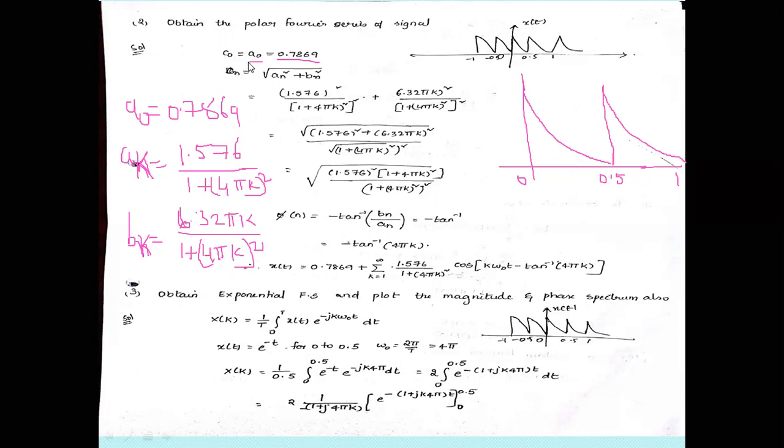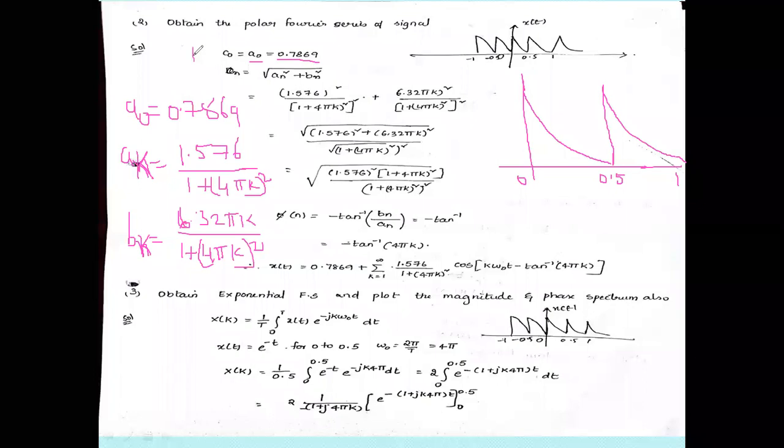So using that, obtain the polar Fourier series. Obtaining the polar Fourier series is converting from the rectangular form to the polar form. A naught is the same as D naught. But An and Bn we have in the trigonometric Fourier series, while in the polar Fourier series it becomes Dn, or it is a Cn. Okay.